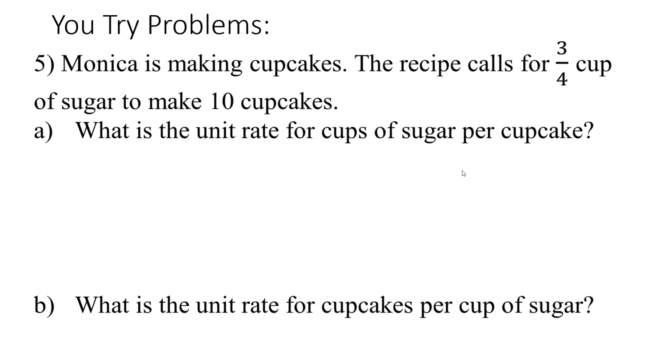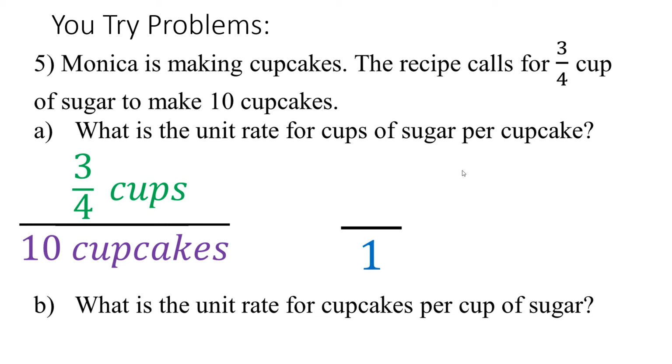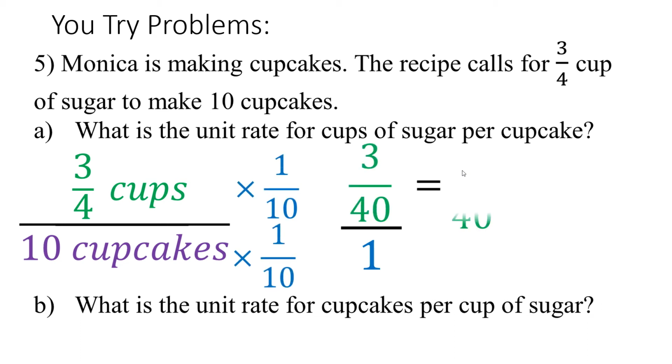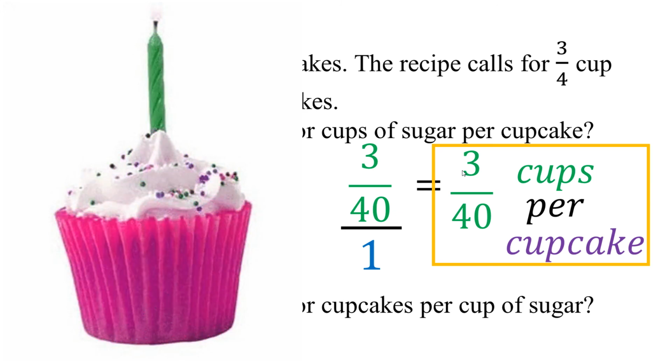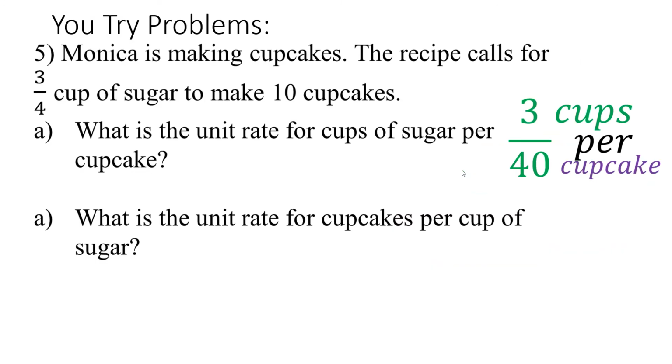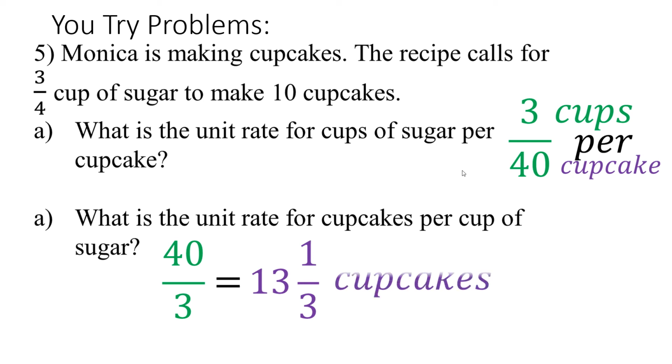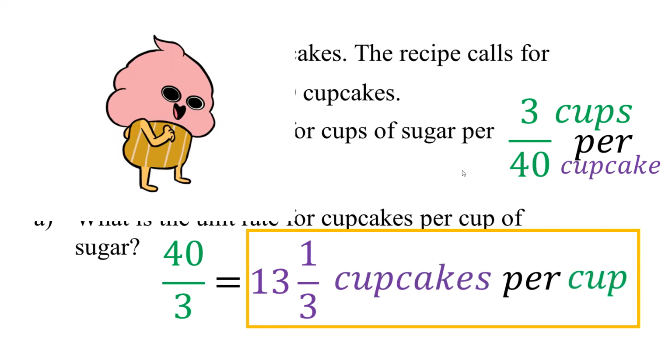Monica is making cupcakes. The recipe calls for 3/4 cups of sugar to make 10 cupcakes. The unit rate for cups of sugar per cupcake is going to be 3/40 of a cup of sugar per cupcake. And then what is the unit rate for cupcakes per cup of sugar? So that's going to be the reciprocal of part A, the inverse. So you flip it, and we need to change it to a mixed number so it makes sense, because 40/3 cupcakes is how many cupcakes? So it would be 13 and a third cupcakes per 1 cup of sugar.